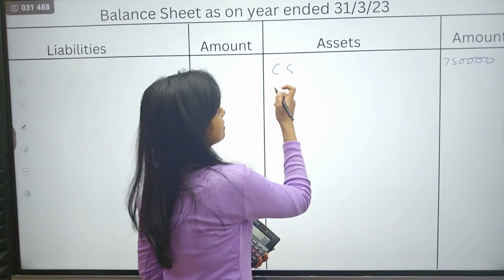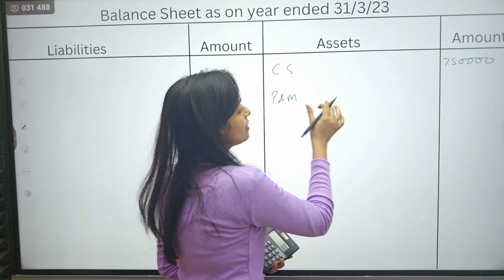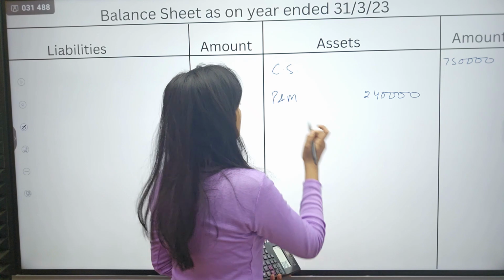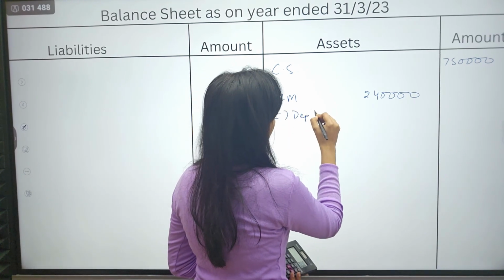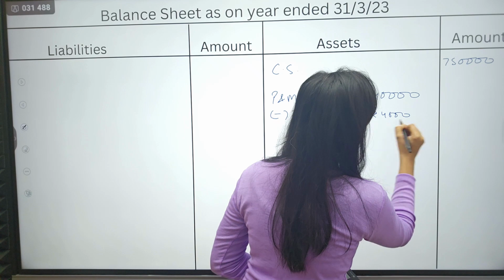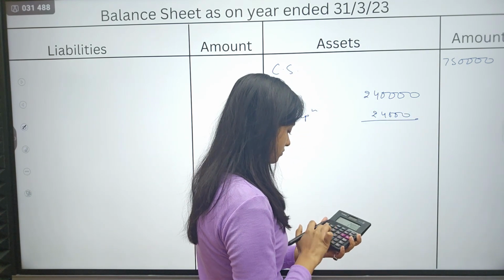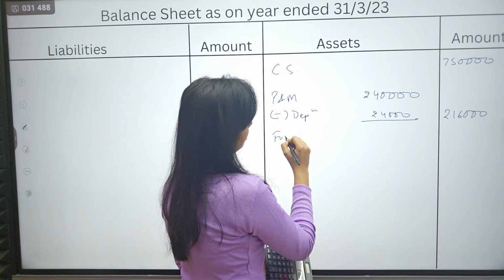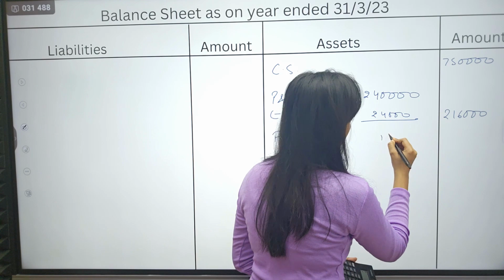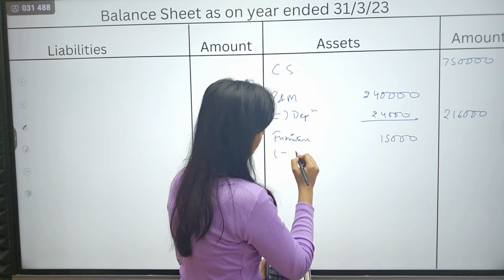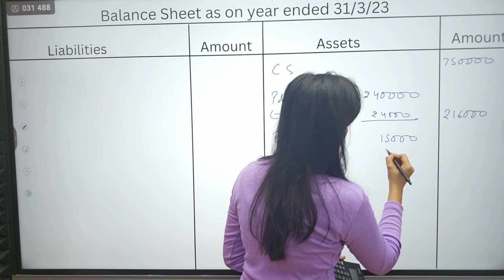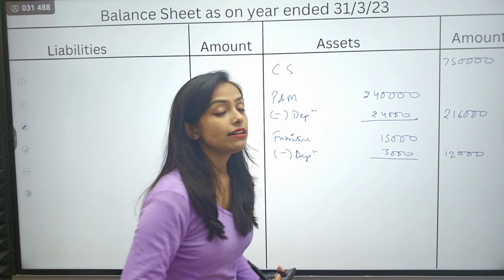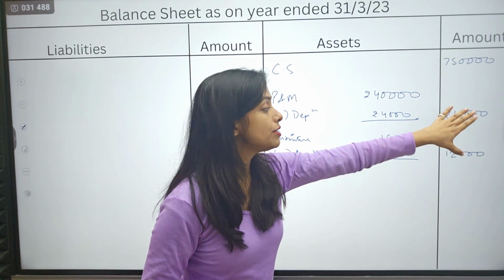The second place will be assets. How are we going to do it? For plant and machinery you will write the full amount, 2,40,000, the undepreciated value. Now I will reduce this depreciation from here, 24,000 rupees. And this will be 2,16,000. And then I'll do the same thing for furniture. It was 15,000. I'll reduce the depreciation from here. It was 3,000. So it will become 12,000 rupees. Finally, I have now written the depreciated values over here.